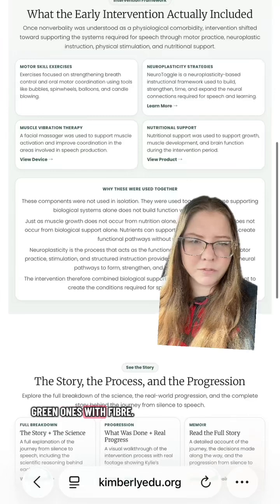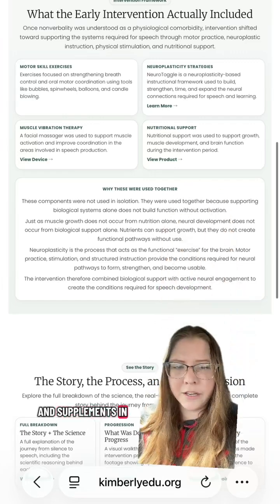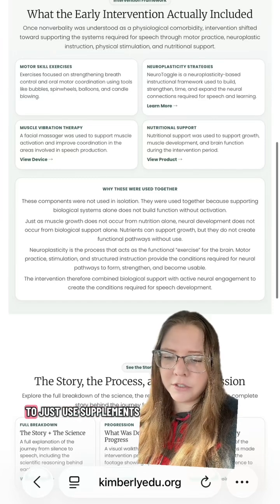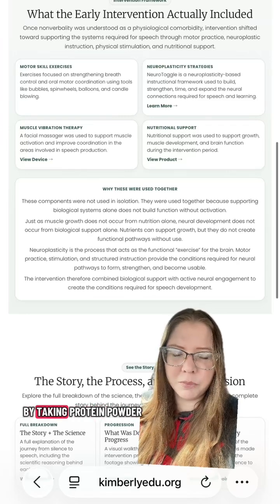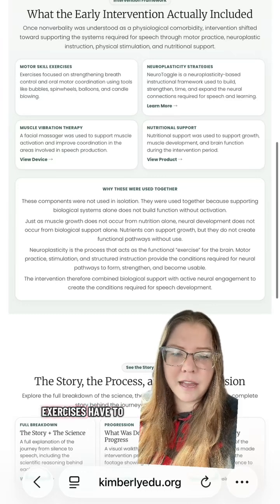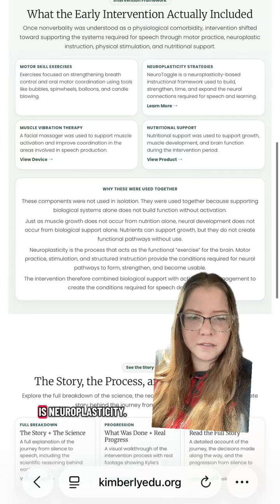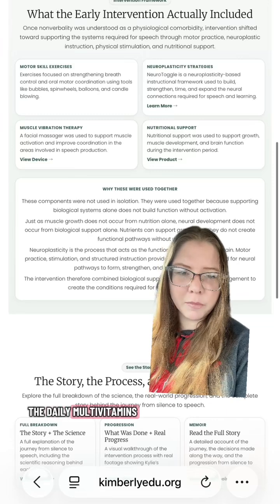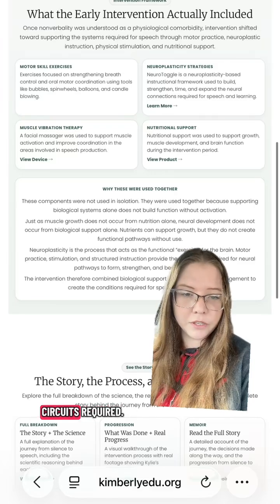I use the green ones with fiber, and I know a lot of people lean heavily into nutritional support and supplements in our community, but the way that I saw it at the time was that trying to just use supplements was like trying to bulk up by taking protein powder without exercising. It doesn't do much. The exercises have to be there. So the exercises for the building of the circuitry is neuroplasticity. So I really leaned heavily into that with using the daily multivitamin so that I knew she had everything she needed every day to physically build those circuits required.